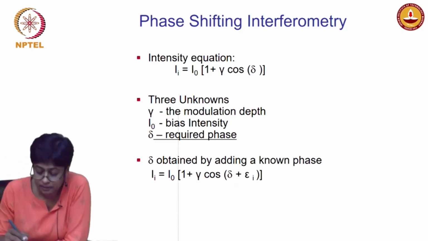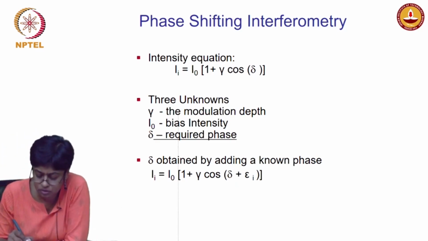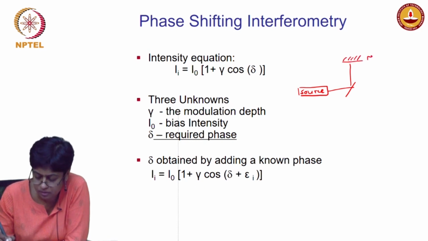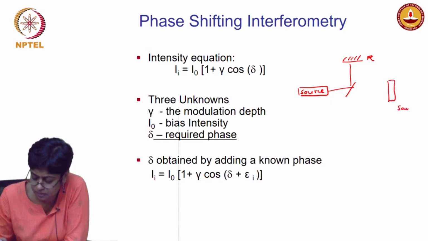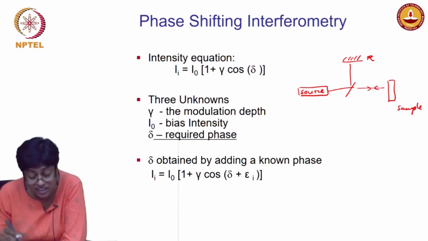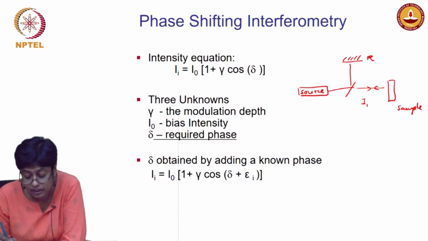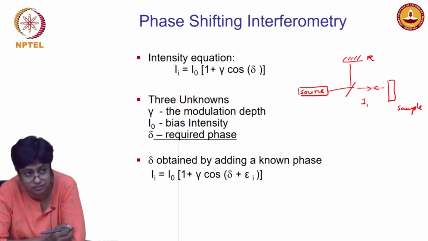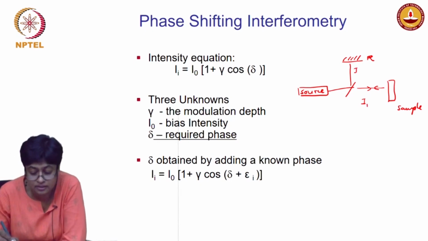So let's say we had the Michelson, so that's my source, beam splitter, this is my reference mirror, and here let's say is my sample, which is reflective. What is reflecting and coming is what I am calling I1, and this is I2.